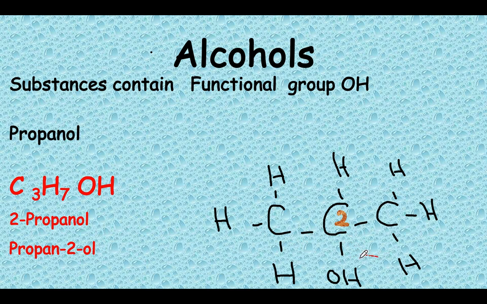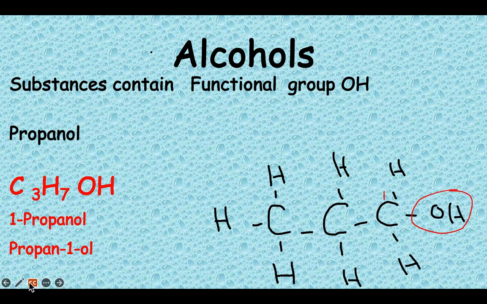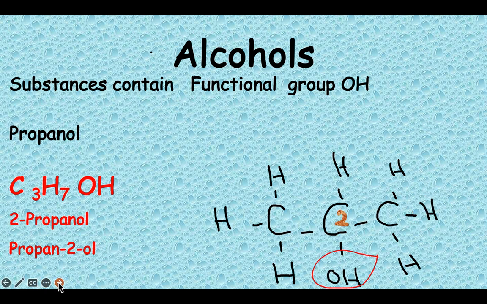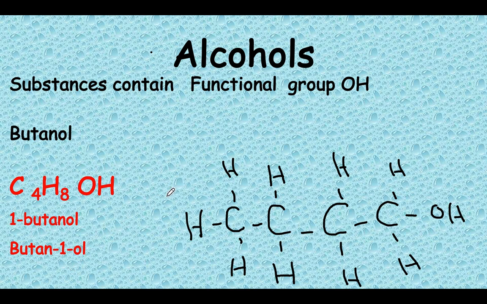So if I have the functional group bonded to the second carbon atom, it is 2-propanol. If it is bonded to the first carbon atom, it is called 1-propanol. And this compound differs from this compound. We have butanol. But means 4, 1, 2, 3, 4. And the OH will be bonded to one of the carbons. So if it is bonded to the first carbon, it is called 1-butanol. If it is bonded to the second carbon, it is called 2-butanol or butan-2-ol.